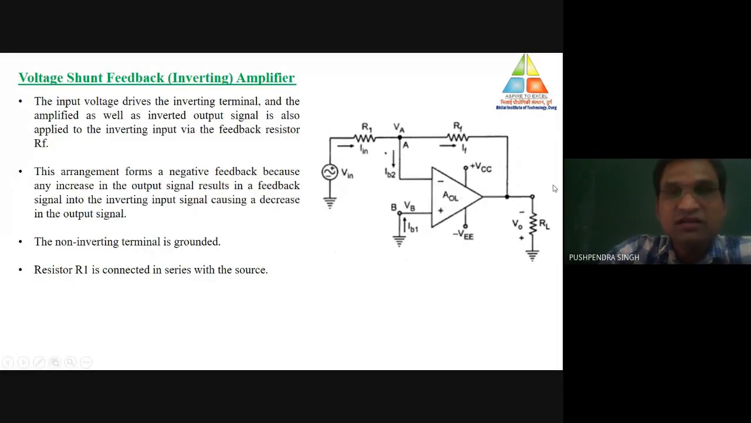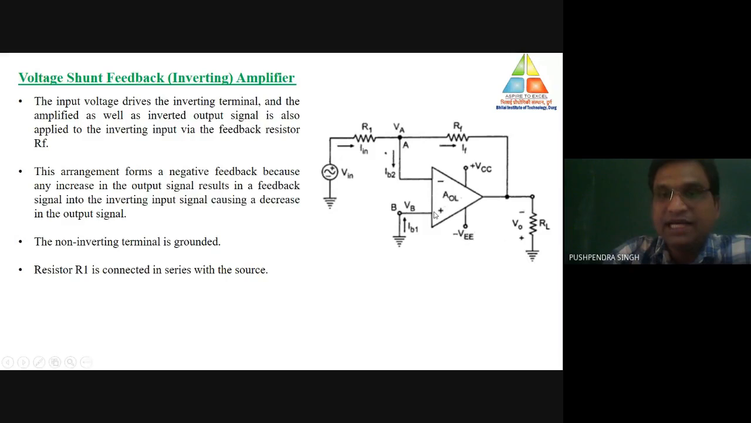Now starting with the voltage shunt feedback amplifier. So what is voltage shunt? Already we have discussed, the inverting amplifier is also called the voltage shunt. Why? Because feedback is connected in parallel with the input. RF is a feedback element in this particular circuit, and it is connected in shunt or in parallel with the input. That's why it is voltage shunt. And the input signal is given at the inverting terminal. That's why it is also called inverting. Indirectly we can say that the inverting amplifier is called the voltage shunt feedback amplifier.